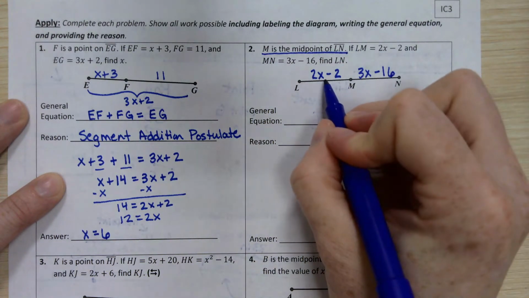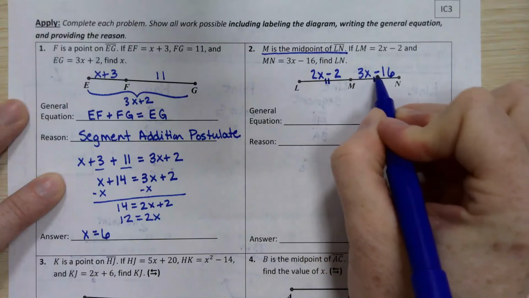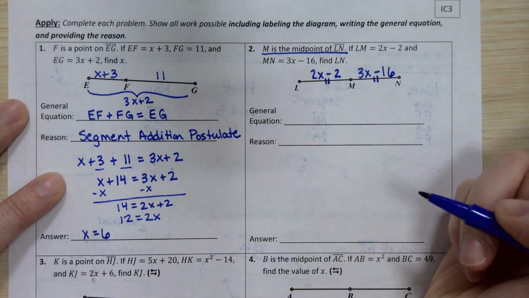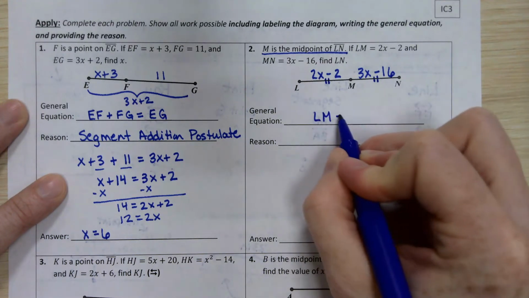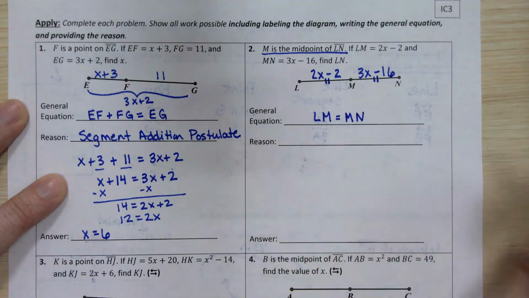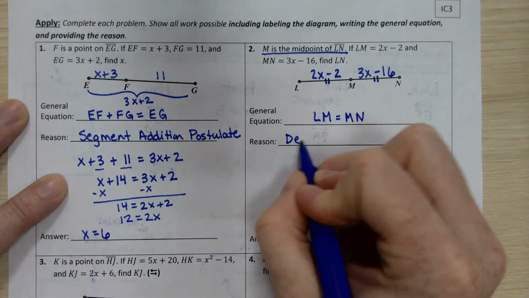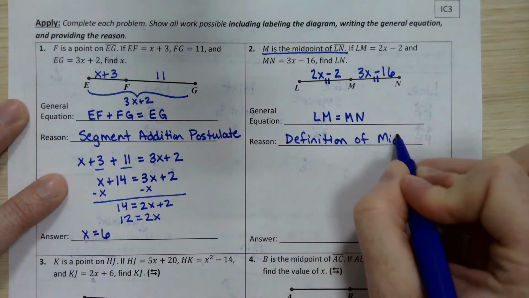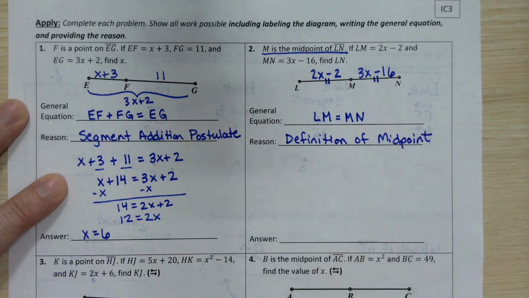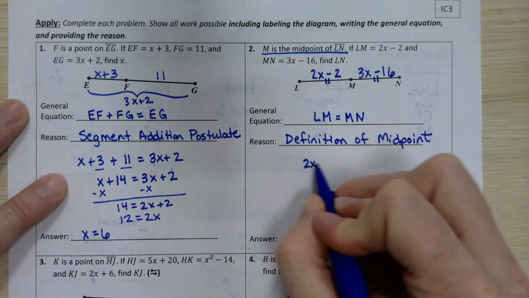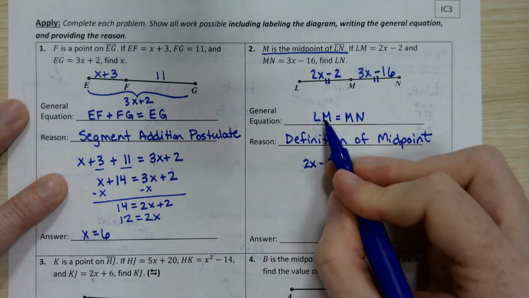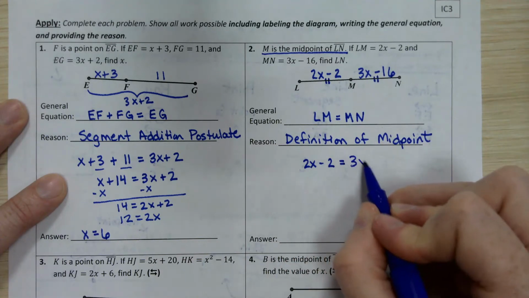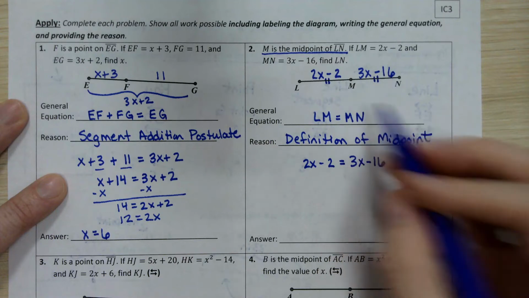We can mark that with something called congruent tick marks. Those little marks there show us in geometry terms that those two segments are equal. So that's what your general equation should have looked like. LM equals MN, thanks to, this time, the definition of midpoint. They told us there was a midpoint available, so we're using our understanding of what that word means to set up our equation. So 2x minus 2 gets substituted for LM. 3x minus 16 gets substituted for MN.